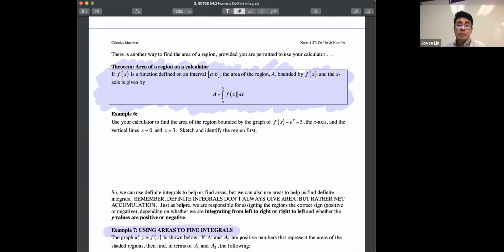Another theorem for you to remember, so please make note of this. If a question asks you for the total area under the curve, you need to take the absolute value of your function. If you do not use the absolute value of the function, you'll get the net area or the net accumulation. If you want the total area, make sure to write this notation.